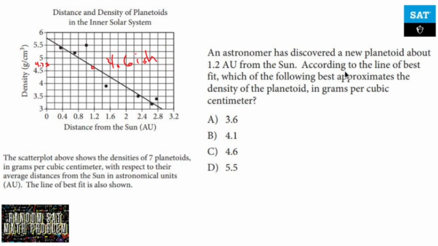According to the line of best fit, which of the following best approximates the density of the planetoid in grams per cubic centimeter? Well, how about the one that's 4.6-ish? All right, answer C.